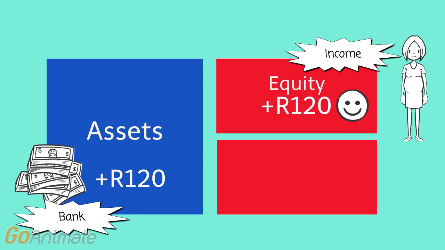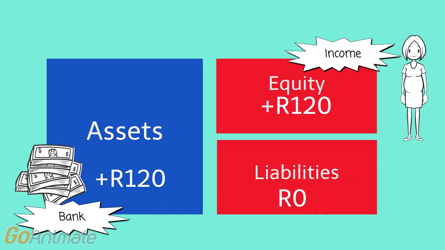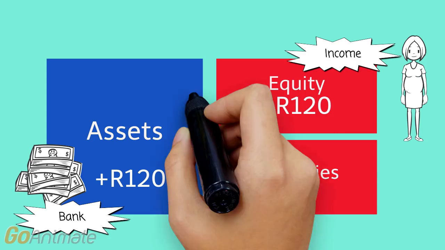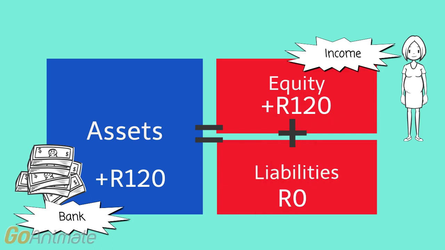So we give income a happy face. And in this case, there's no effect on liabilities. So we see that assets, the bank balance, has increased by 120 Rand, and equity has increased by 120 Rand's worth of income. So the blue and red blocks are equal.